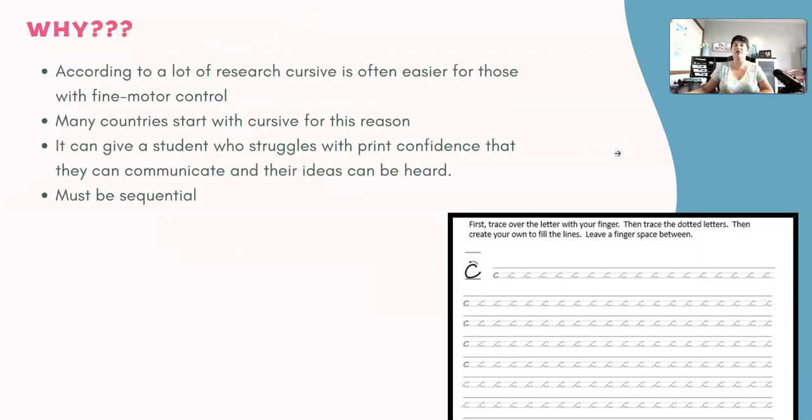Why do Cursive? I've had some pushback from teachers on why I should incorporate this. Well, there's a lot of research that shows that Cursive is often easier for those with fine motor control. Many countries start with Cursive for this reason. They actually don't start with print. And it can give students who struggle with print confidence that they can communicate and their ideas can be heard. Everybody wants to communicate. And it must be sequential. So you can't start with writing words when they don't even know what the letters are.